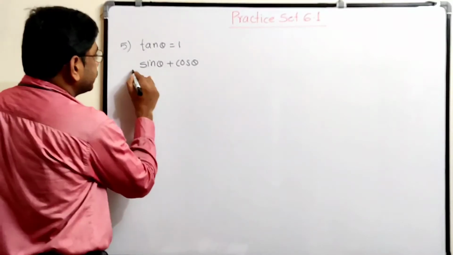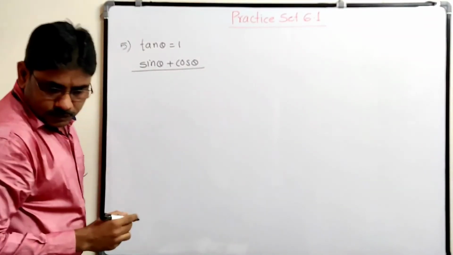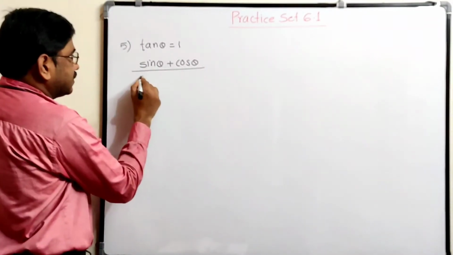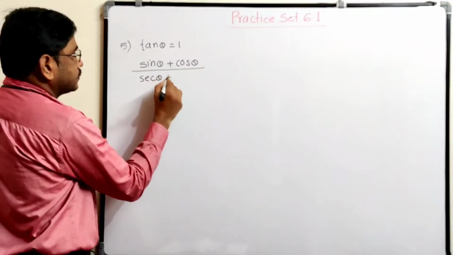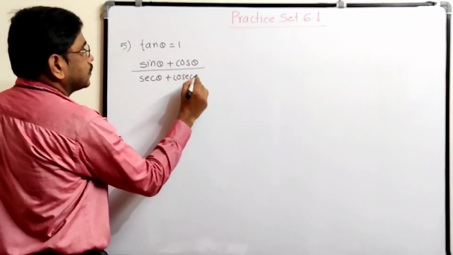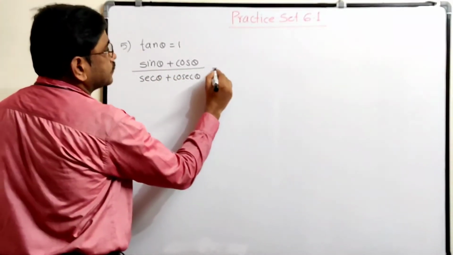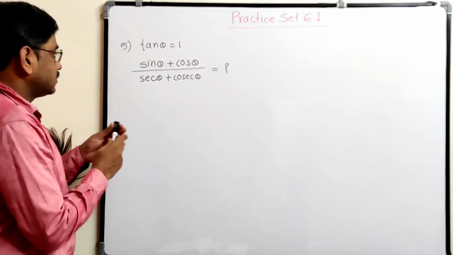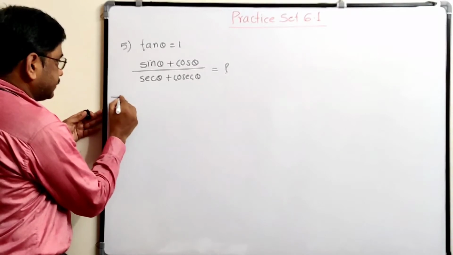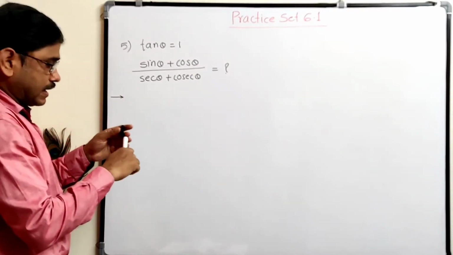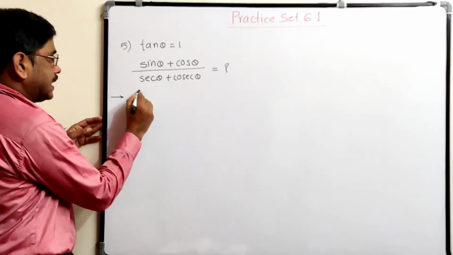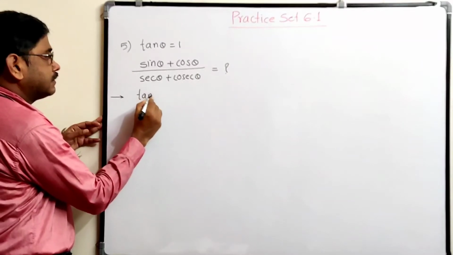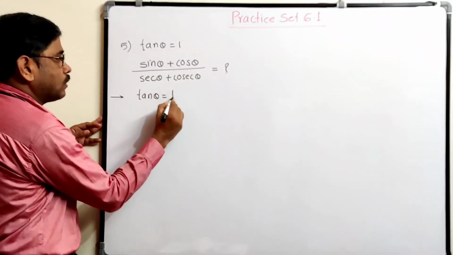Divided by sec theta plus cosec theta. Find the value of this one. Now here write the solution. Tan theta is 1. So write that value. Tan theta is equal to 1.